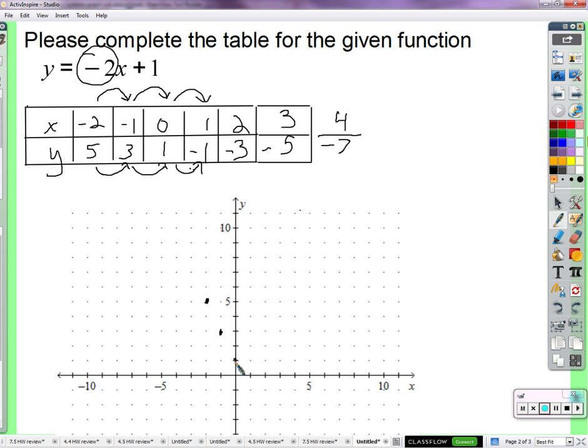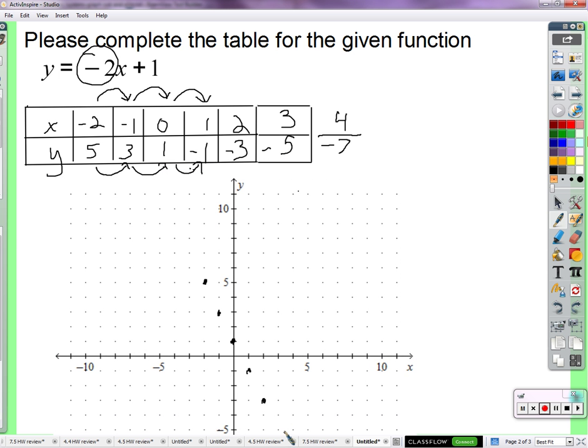Hold on. The next point is 1, negative 1. Then we just kept following the pattern. We didn't really do any math. We didn't need to do any math. 2, negative 3. And now I've run out of room. I'll try and set everything up just a tiny bit. And 3, negative 5. And now let's leave it at that.